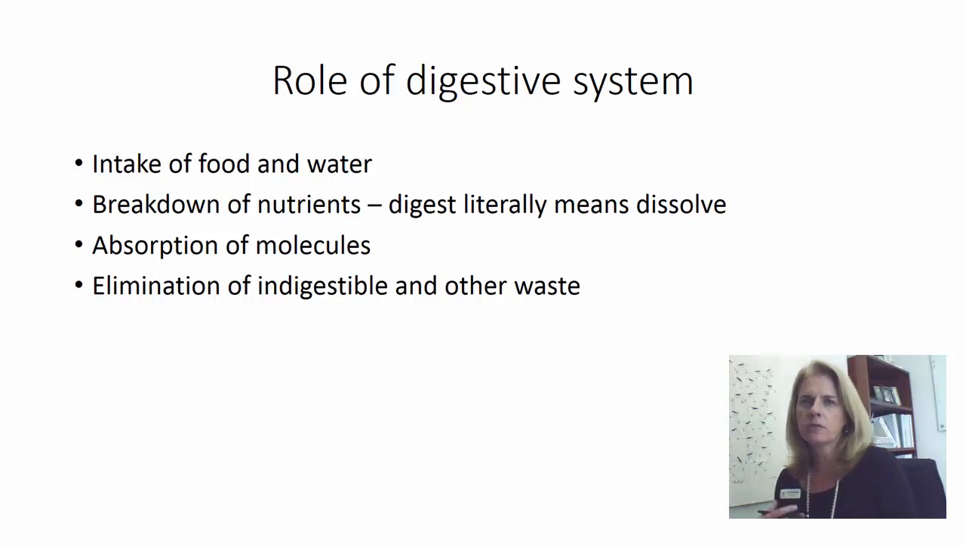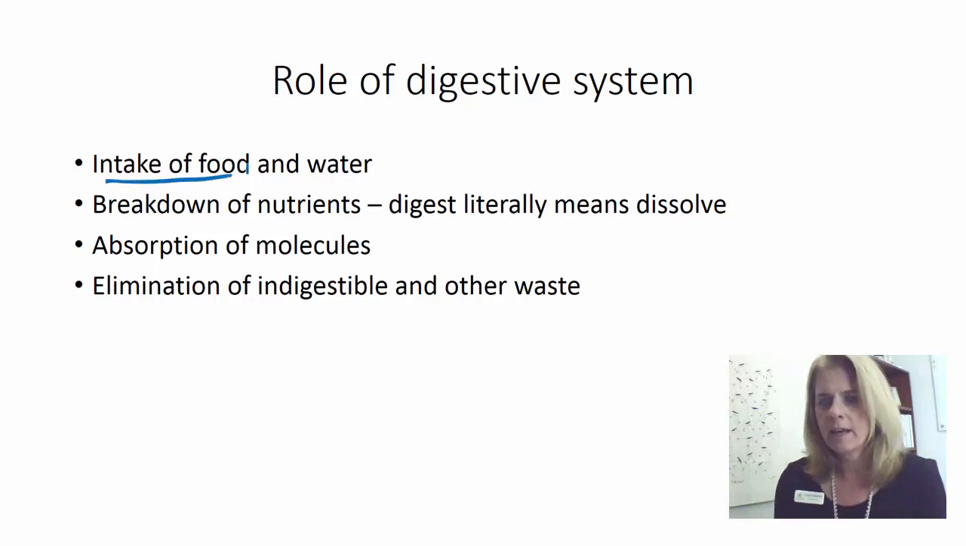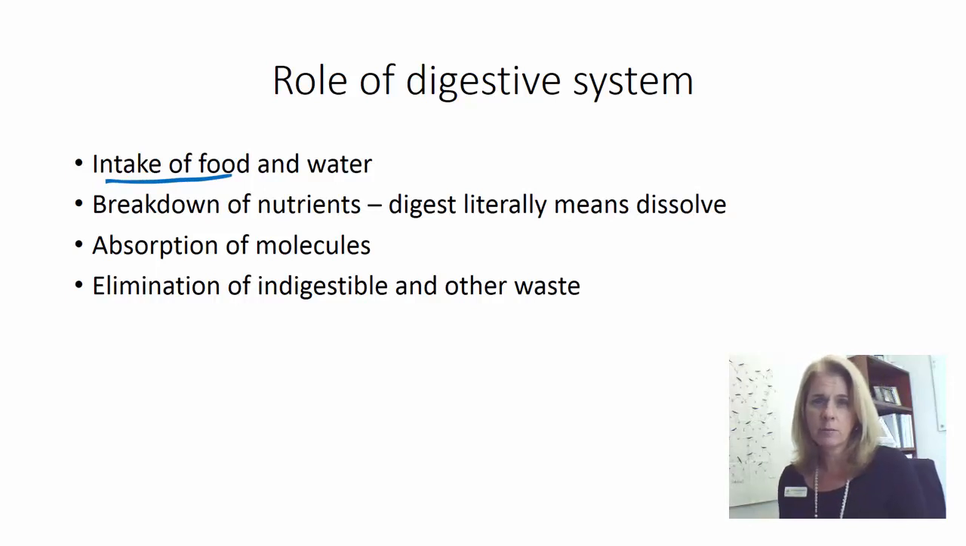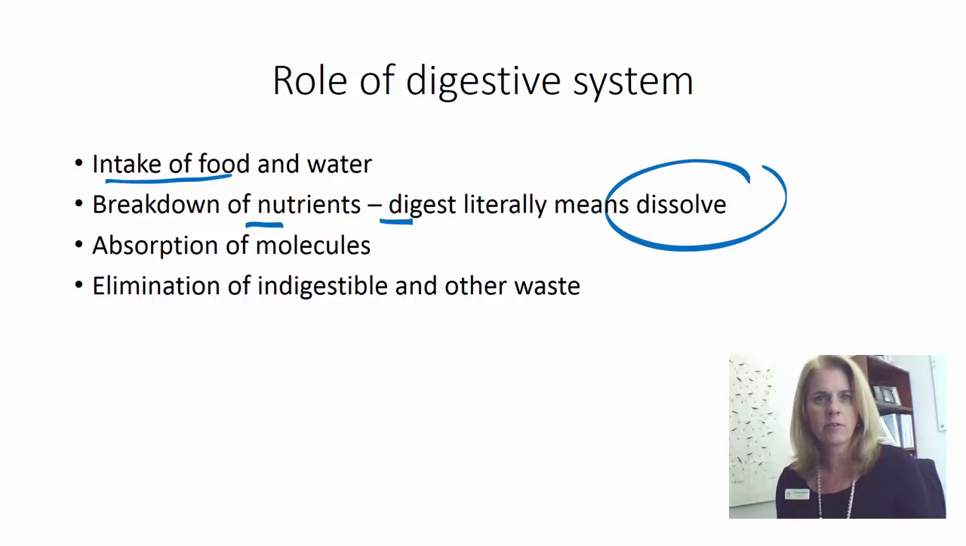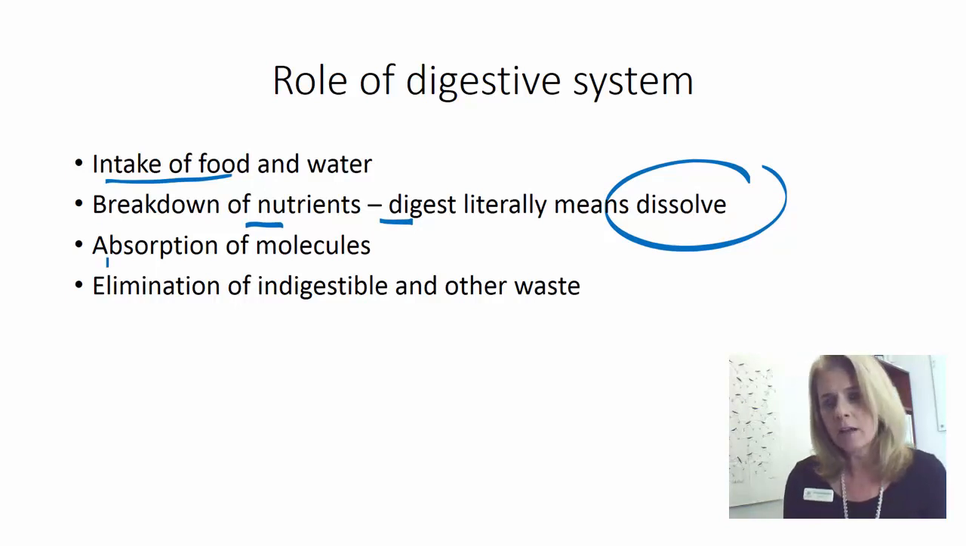So what is the role of the digestive system? Well, basically, you should probably already know this. It's to have a way to bring in food and water. So intake of food and water. You've got to break that down. The food is going to be made up of molecules. Think about fats and sugars and things like that. We've got to break down these nutrients because digestion, the word digest, literally means to dissolve. So we're going to break down the food into its molecules that we can actually use and absorb.